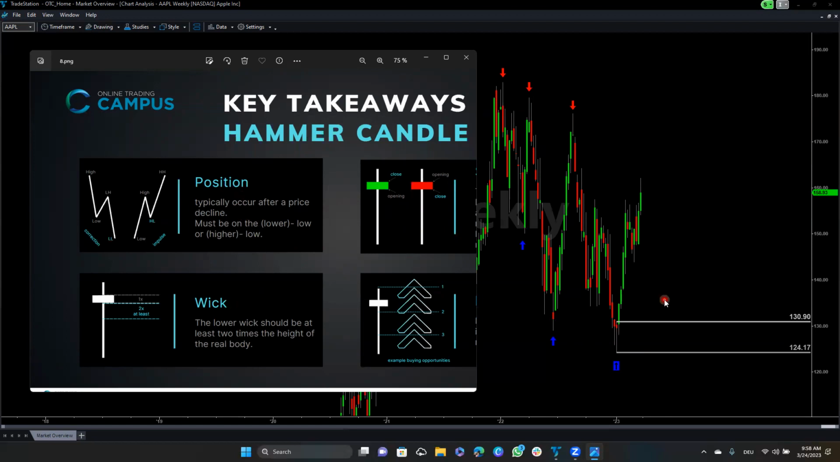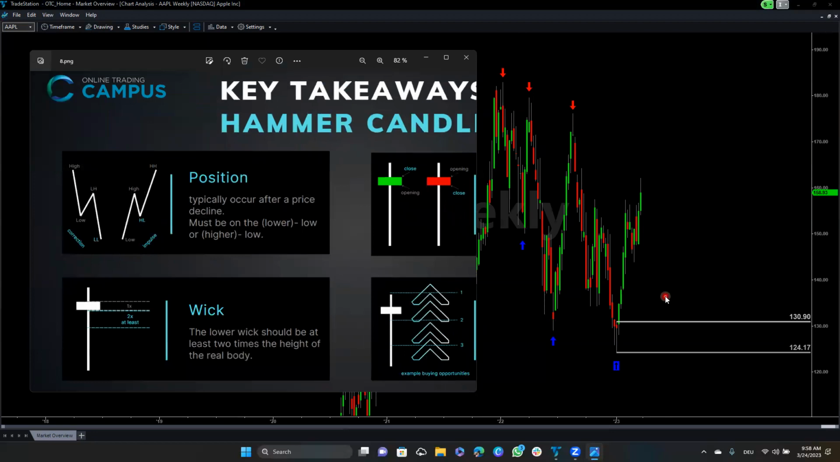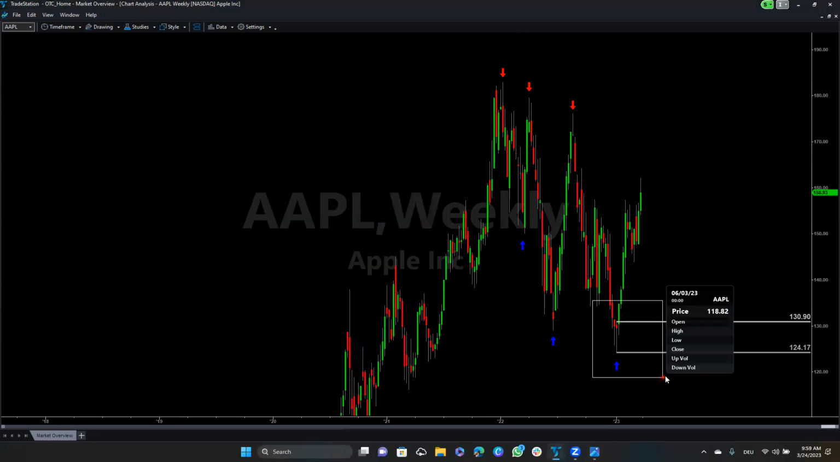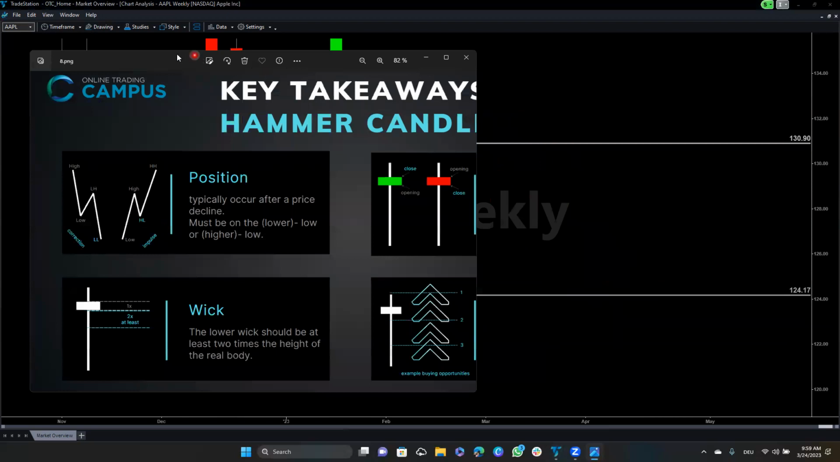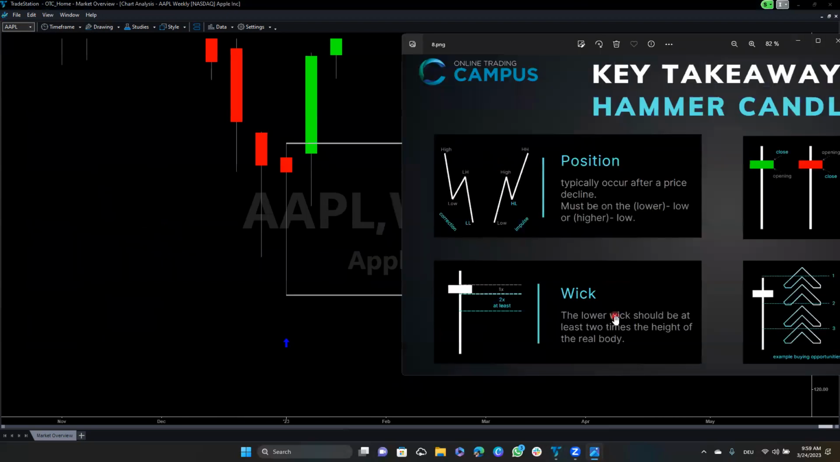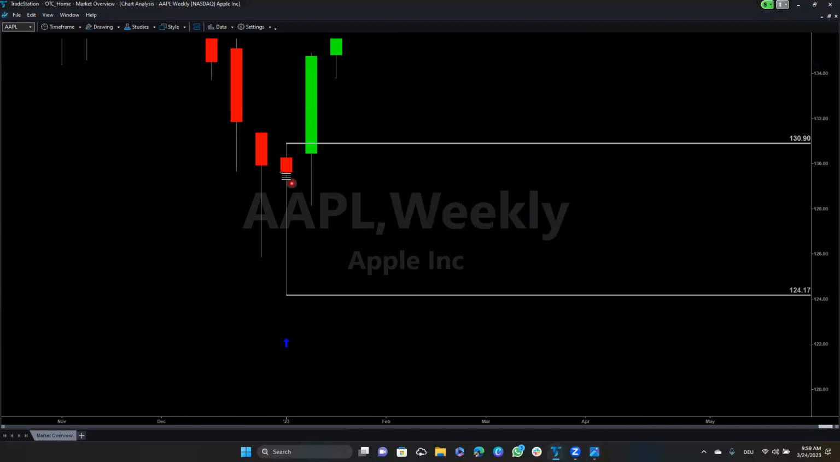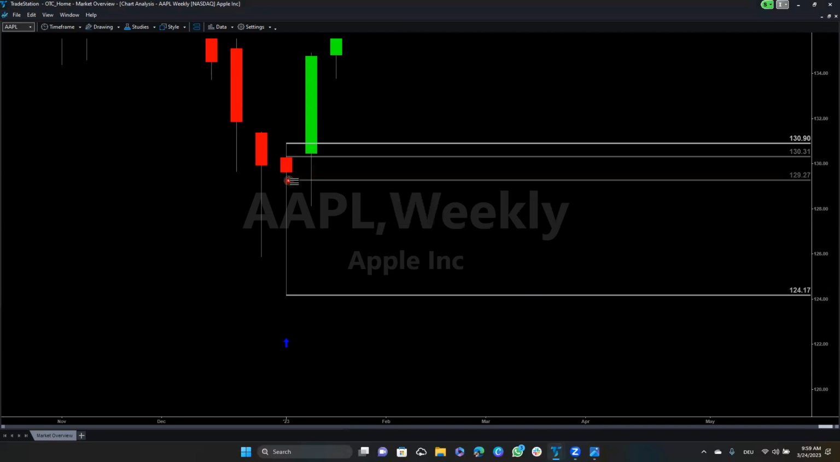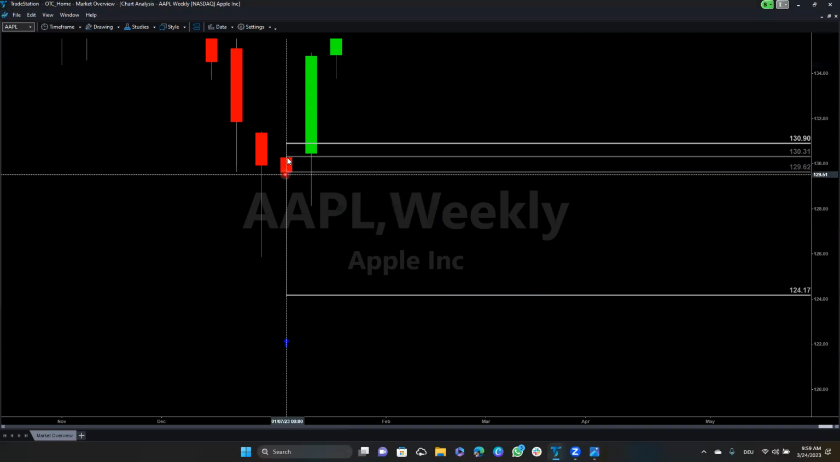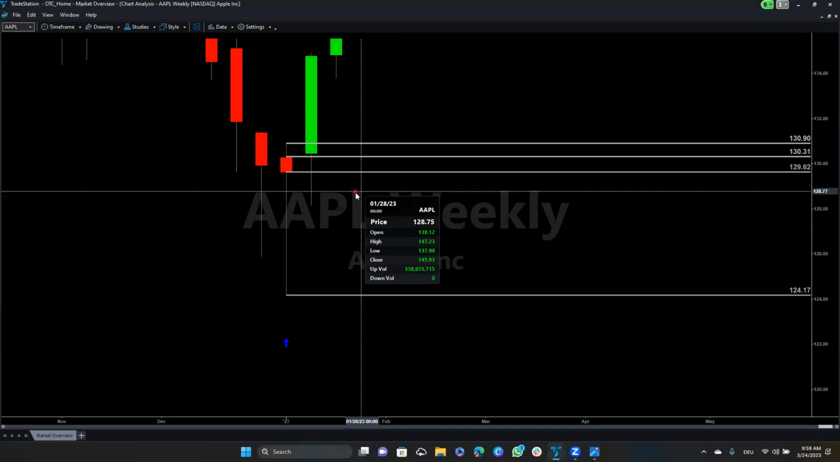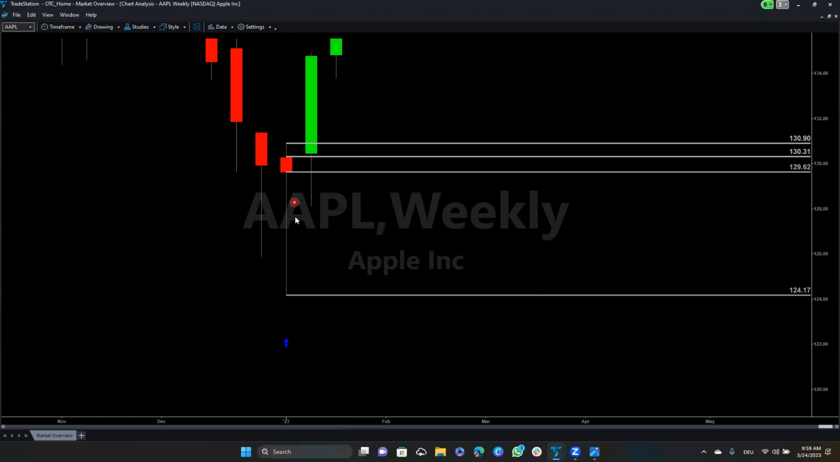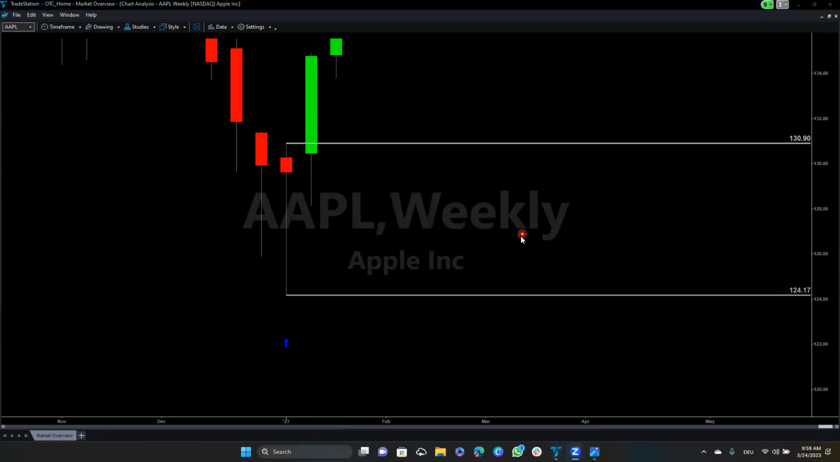The wick. Let's check the hammer candle here. Right, the lower wick should be at least 2 times the height of the real body. Very easy to see here, right? This is snap mode on. This is 1, this is maybe 2. We have a longer wick to the downside. Very easy, also a tick in the box.